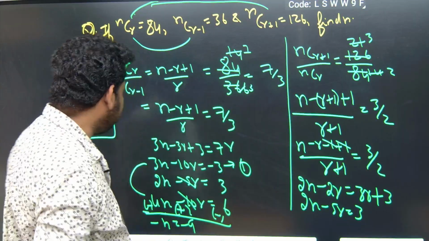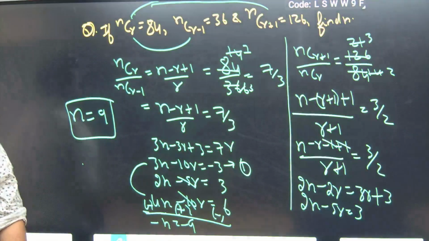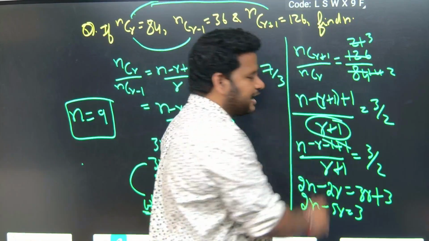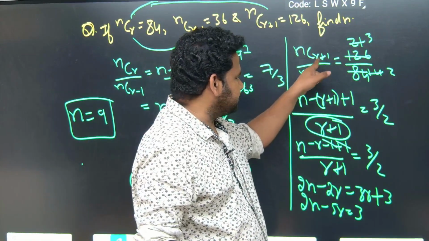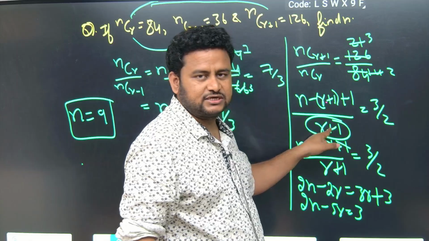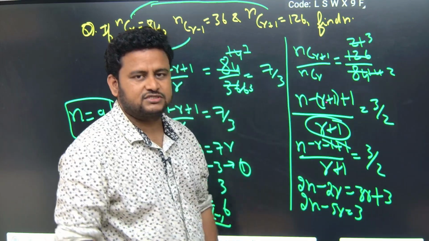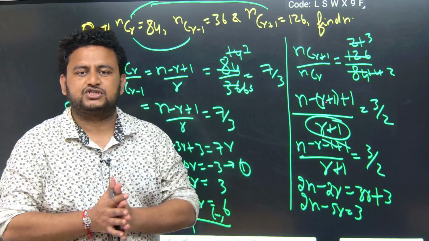Clear? This is how we have to solve this question. We will get the value of n is equal to 9. Here you should be careful that while taking r, it should be r plus 1. This is r plus 1 means here also r plus 1, denominator also it is r plus 1. Clear? So, this is how we have done the questions on selections.